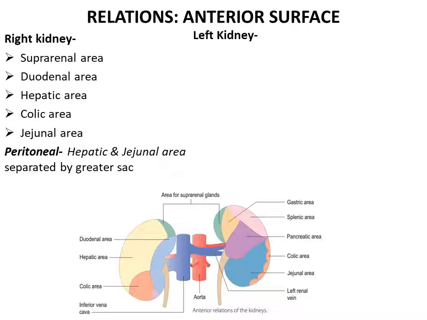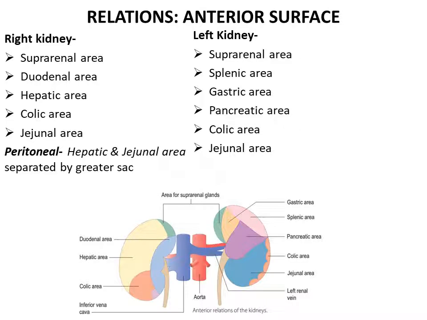Coming to the left side, it is related to 6 structures anteriorly. The suprarenal area lies at the upper pole and upper part of the medial border. The splenic area, the upper 2/3 of the lateral border, and the adjoining anterior surface are related to the visceral surface of the spleen. The gastric area, it is a triangular area which is related to the posterior superior surface of the stomach. The pancreatic area, it is a rectangular area which runs across the hilum and is related to the body of pancreas accompanied by the splenic artery.